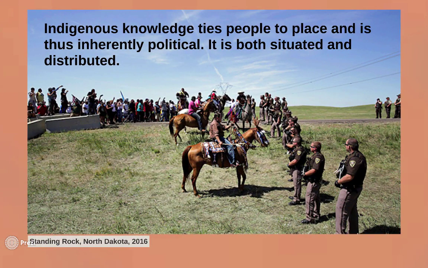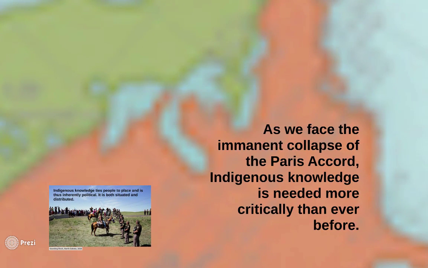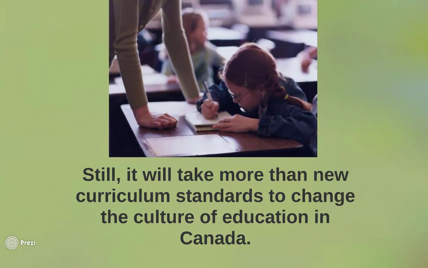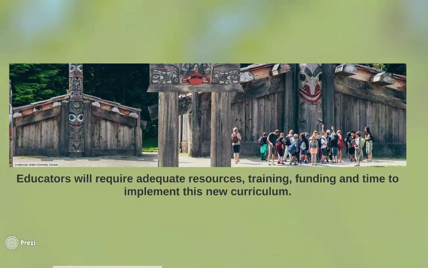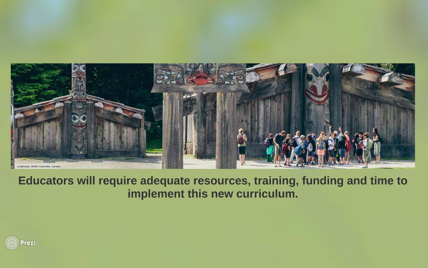Indigenous knowledge ties people to place and is thus inherently political. It is both situated and distributed. As we face the imminent collapse of the Paris Accord, Indigenous knowledge is needed more critically than ever before. Still, it will take more than new curriculum standards to change the culture of education in Canada. Educators will require adequate resources, training, funding, and time to implement this new curriculum.